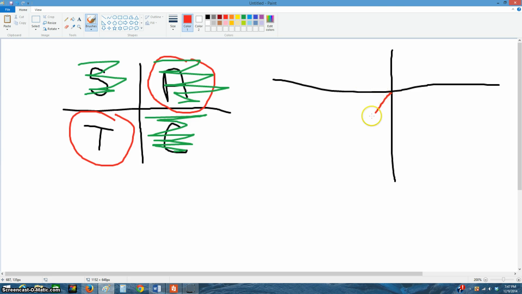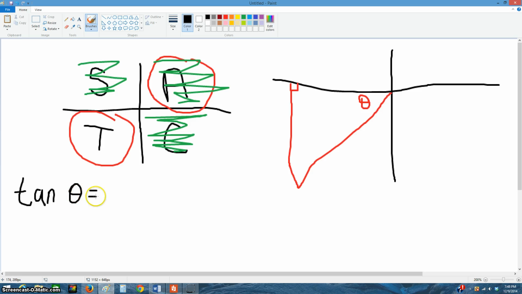So here we go. I'm going to make a right triangle. It is a little bit crooked, but that's okay. And we're going to go ahead and label. Here is my angle theta. Tangent. Now remember, let me go ahead and write that down. Our first piece of info says that tangent of theta is equal to 8/23.